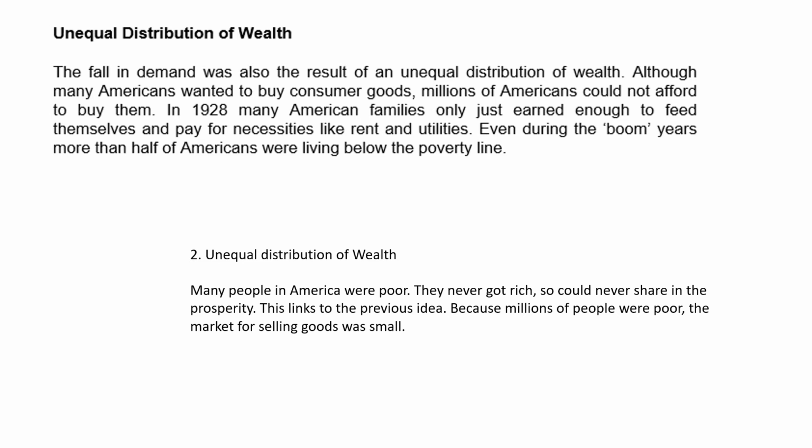In 1928, many American families only just had enough money to feed themselves and pay for the necessities like rent and utilities. Utilities means water, electricity. Even during the boom years of the 1920s, more than half of Americans were living below the poverty line.